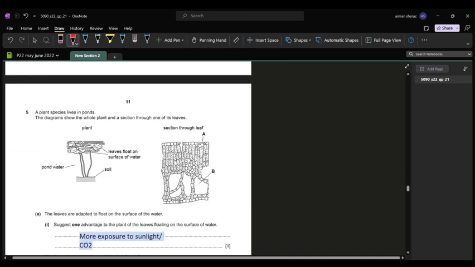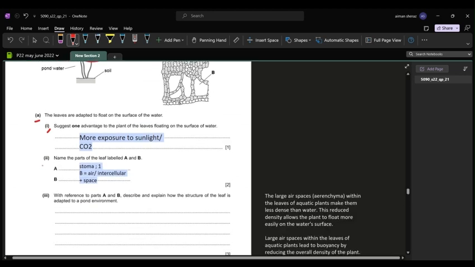Question number 5. A plant species lives in ponds. The diagram shows the whole plant and is sectioned through one of its leaves. Part A. The leaves are adapted to float on the surface of the water. Suggest one advantage to the plant of the leaves floating on the surface of water. So this is a very obvious advantage and this should click in your mind कि अगर plant surface of water पे होगा, it is going to be more exposed to the sunlight and more exposed to the air for carbon dioxide, so photosynthesis can take place.